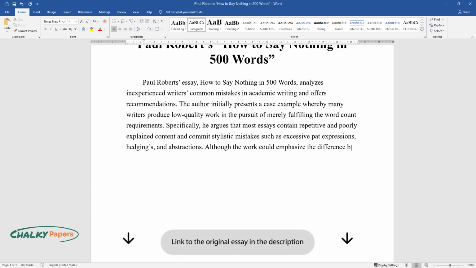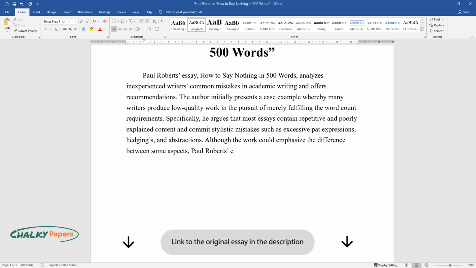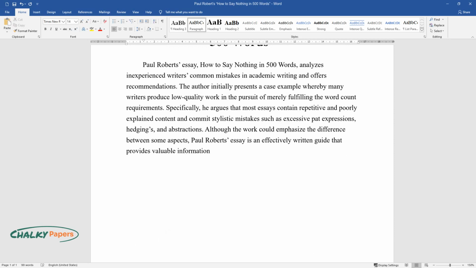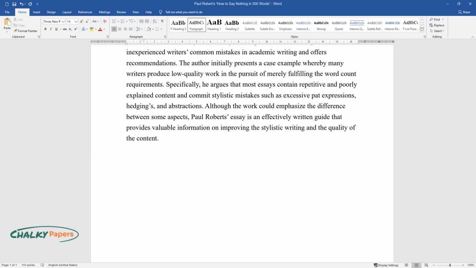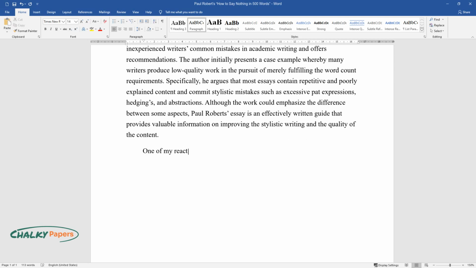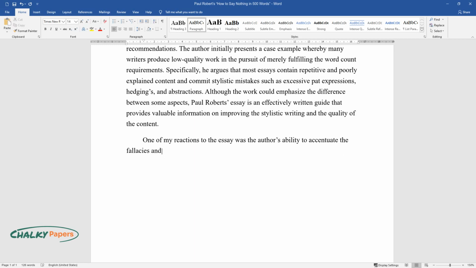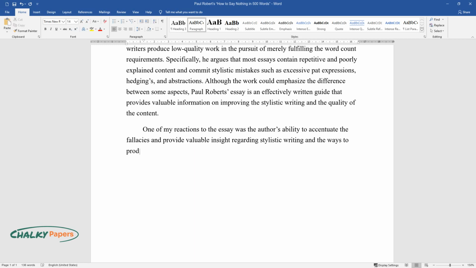Although the work could emphasize the difference between some aspects, Paul Roberts' essay is an effectively written guide that provides valuable information on improving the stylistic writing and the quality of the content. One of my reactions to the essay was the author's ability to accentuate the fallacies and provide valuable insight regarding stylistic writing and the ways to produce quality content.